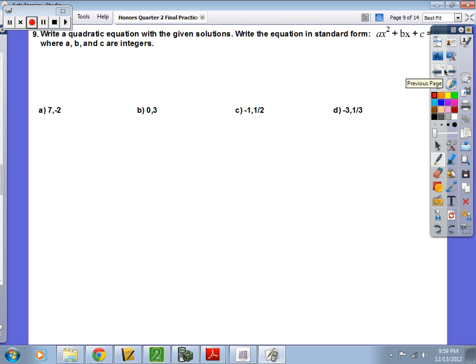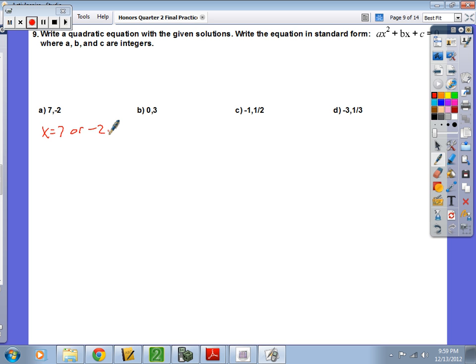Number 9. Let's go backwards. What if I give you the solutions? Can you write a quadratic equation? Let's do A. If you know the answers are 7 and negative 2, you've got to totally work backwards. x equals 7 or negative 2.